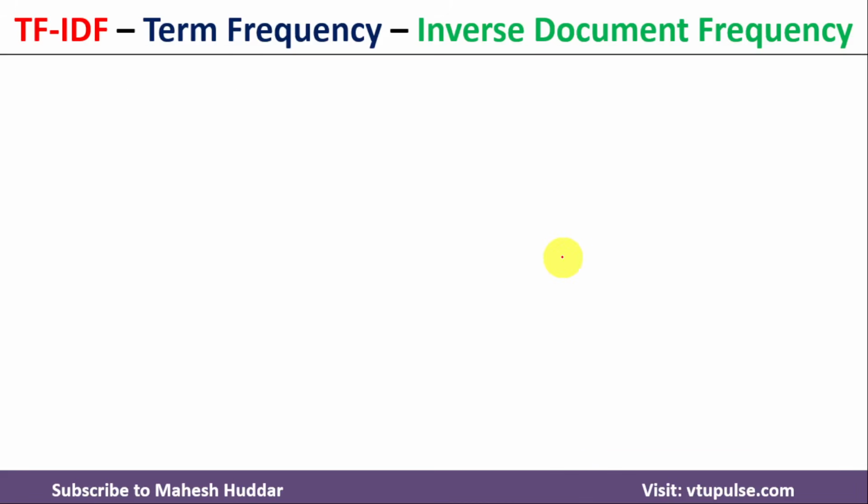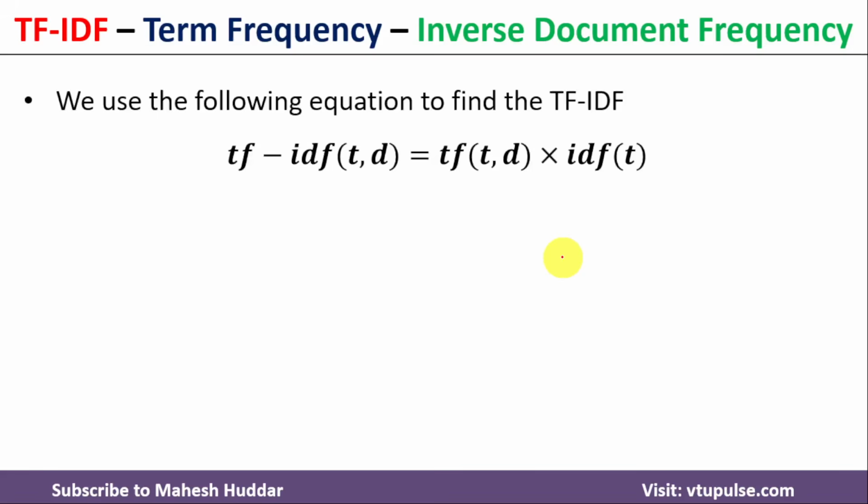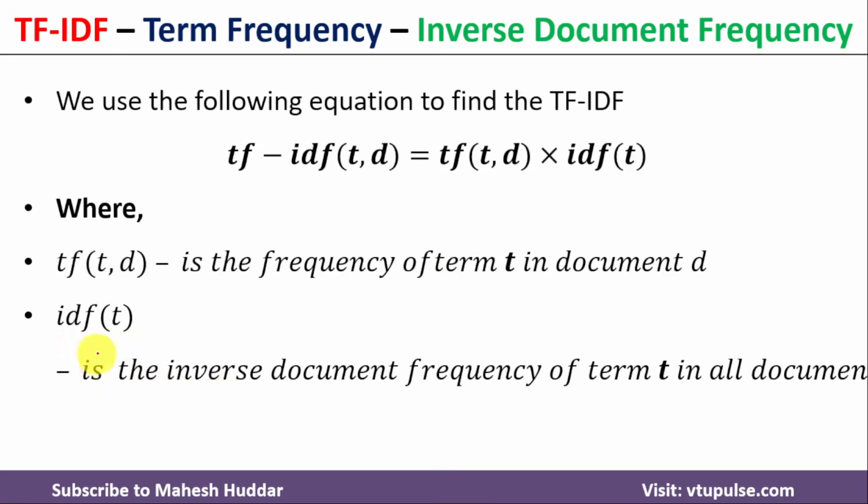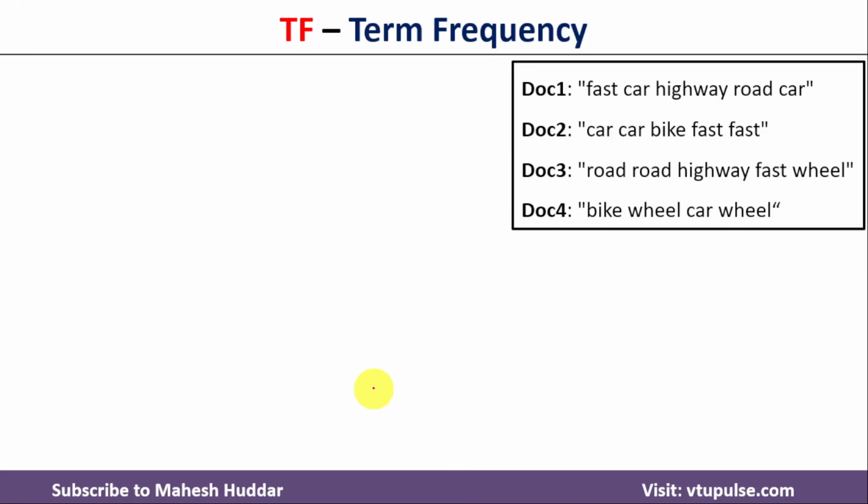To find the TF-IDF, we use the following formula, that is TF-IDF of t comma d, which is equal to TF of t comma d multiplied with IDF of t, where TF of t comma d is the frequency of term t in a document d and IDF of t is the inverse document frequency of term t in all documents.